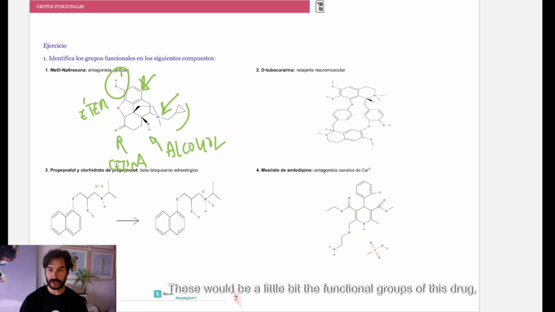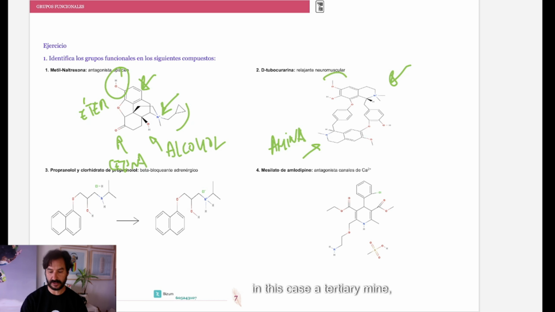These would be a little bit the functional groups of this drug, that of tubocurarine, as I told you, it has an ammonium, and here it would be an amine, in this case a tertiary amine, which is basic, and that is protonated.